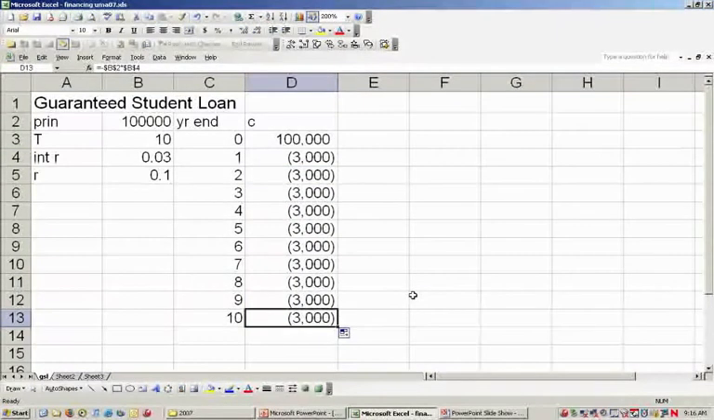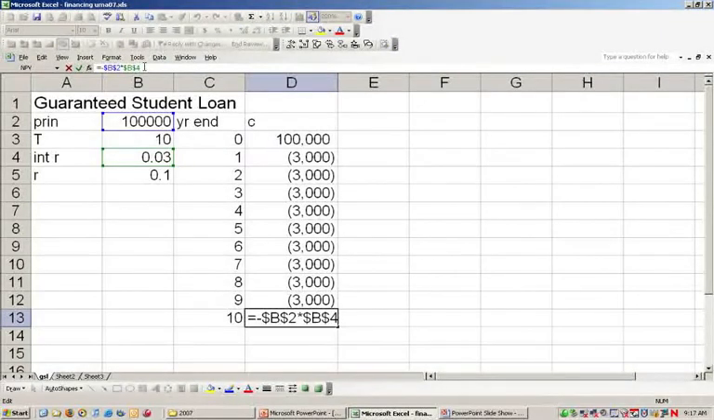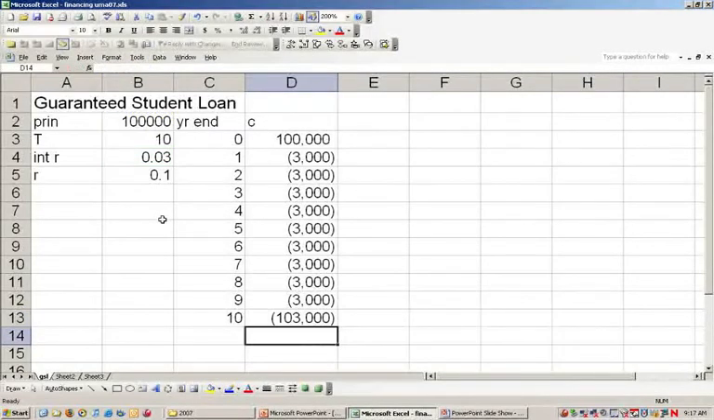The final component of the cash flows for the guaranteed student loan is the lump sum repayment of the principal in year 10. So let's put our cursor on the cash flows for year 10, that is in cell D13, go up to the formula bar and modify our existing formula by subtracting the principal that has to be repaid in year 10. So now we have a negative cash flow in year 10 of $103,000.